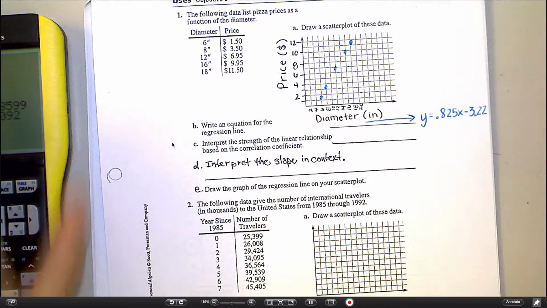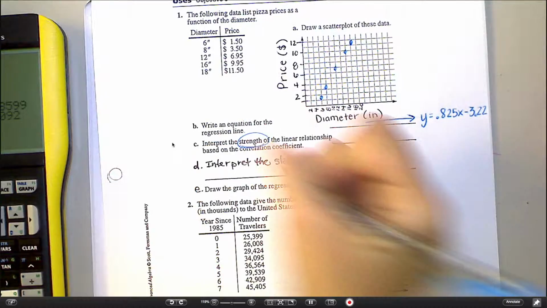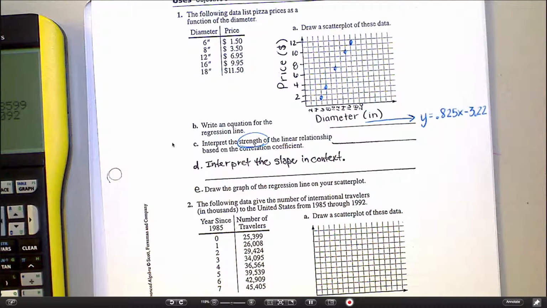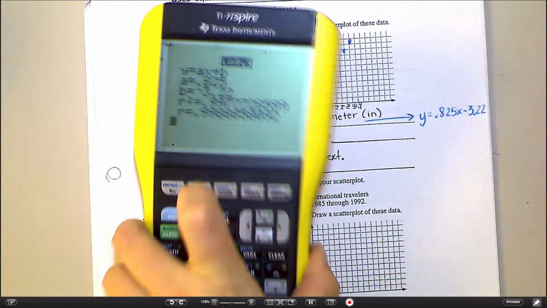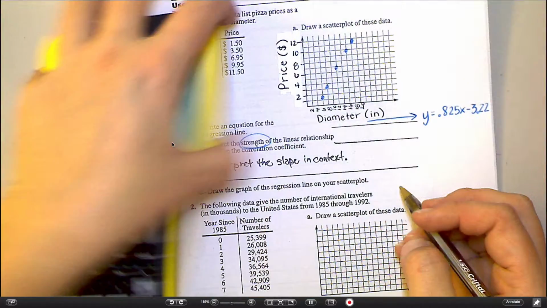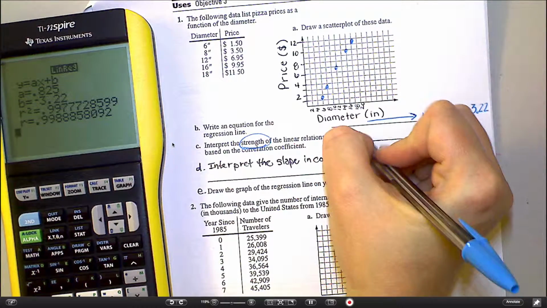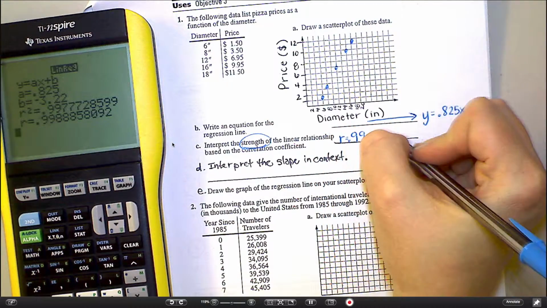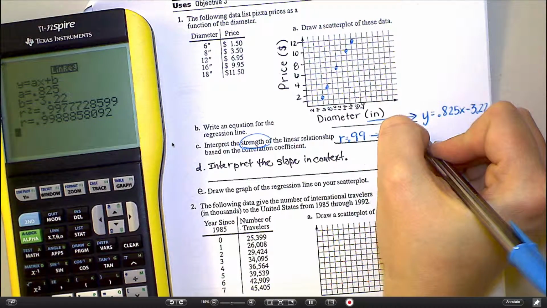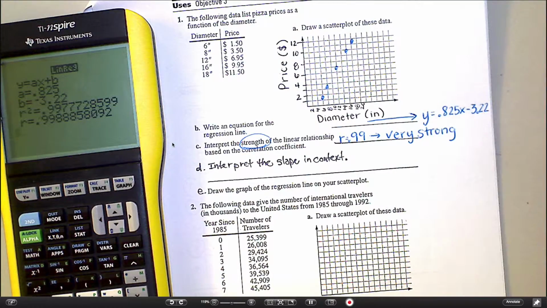Okay. Then it says interpret the strength of the relationship. The strength, that's where you're saying is this strong correlation or weak correlation. And for that, I'm looking at my R value, not R squared, but R. And my R value is 0.99. So we would say that's very strong.